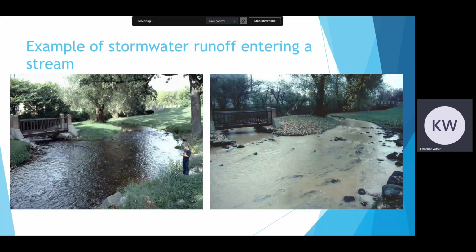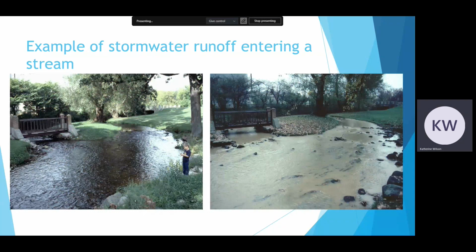This is an example of stormwater runoff entering a stream. The picture on the left shows a stream. You can see the water is clear and it has a kid fishing. Then, after a rain event, you can see all the stormwater runoff that entered the stream. Think of all the storm drains that dumped into the stream, and you can visually see how much dirt and other pollutants it picked up.